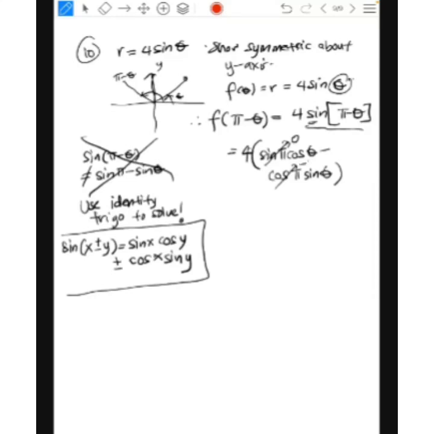Okay, so you will get 0 times cos theta is 0, minus negative sin theta, which is 4 sin theta, which is equals to back the f theta. So you have proven lah. Proven symmetric about y-axis.